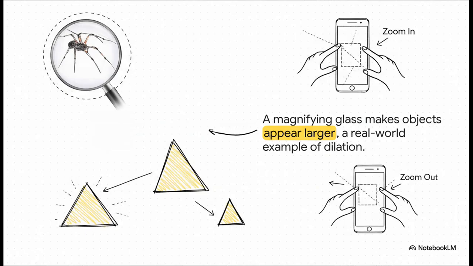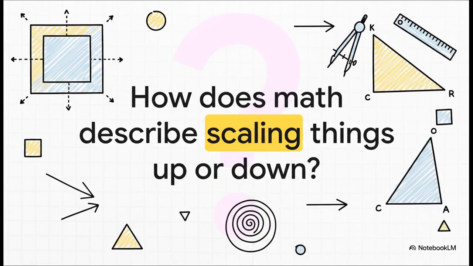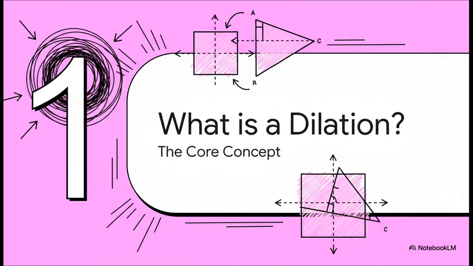We do this kind of thing all the time, right? Pinching to zoom, using a magnifying glass to get a closer look at something. It feels totally intuitive, making things bigger or smaller whenever we want. So, how do we actually describe this mathematically? Well, the answer comes from a powerful and, honestly, a surprisingly simple geometric transformation. Let's get into it.